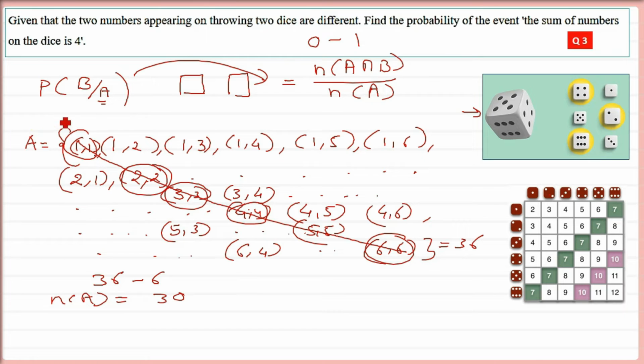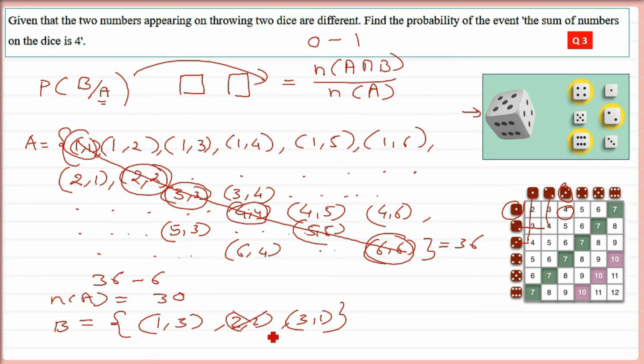What is the content of set B? Let's see B. The B set will be where the sum of the numbers on the dice is 4. So 1,3 can be 4. All these 4s which you see here, there are three 4s here: 1,3, 2,2 and 3,1. Now in the question it is given that similar numbers cannot come. So we have to eliminate this 2,2 from here. How many elements are left here? 1,3 and 3,1. That is only 2. So the number of elements in B is 2.